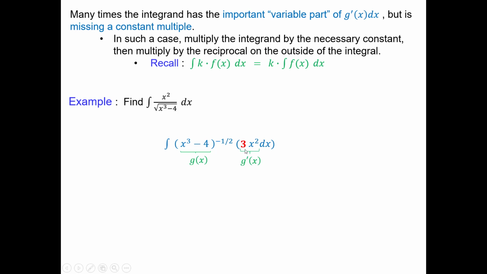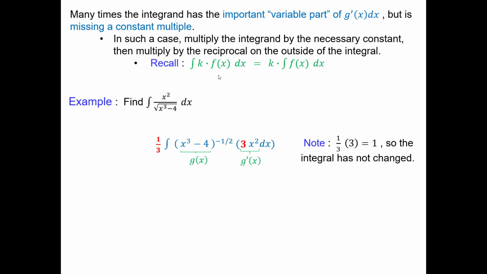I can't just multiply by the necessary constant that I needed unless I compensate by also multiplying by the reciprocal. So I can multiply the inside by what I need and the outside by the reciprocal, and the reason is that 1/3 times 3 is just 1. So the integral hasn't really changed at all if I multiply 1/3 times 3. And remember, I could bring the 1/3 inside or outside based on the constant multiple rule.